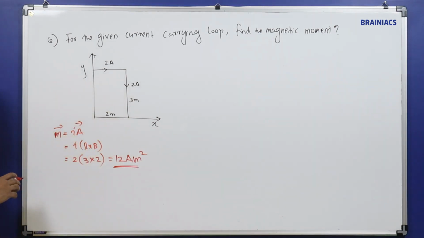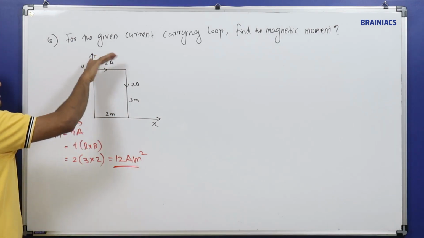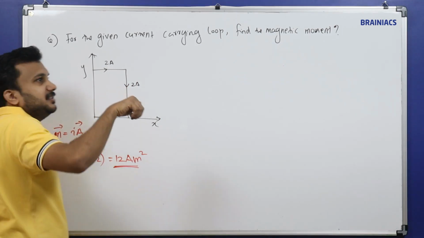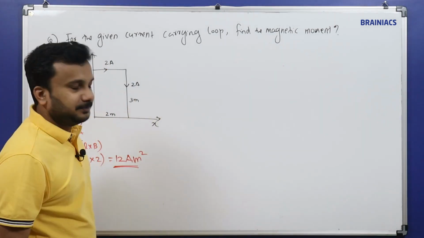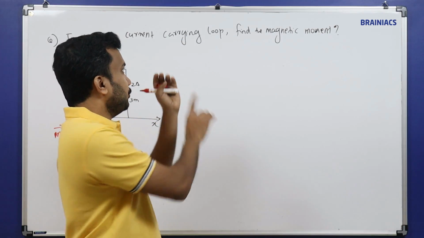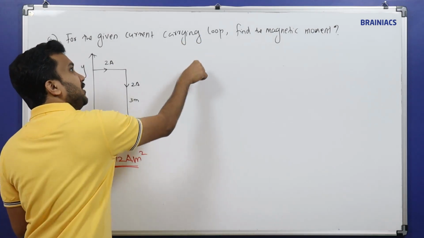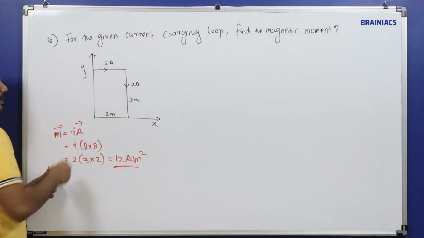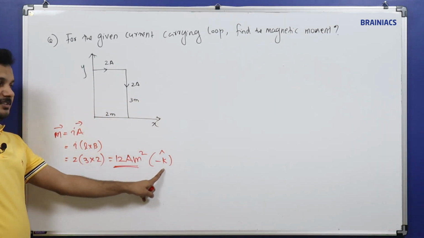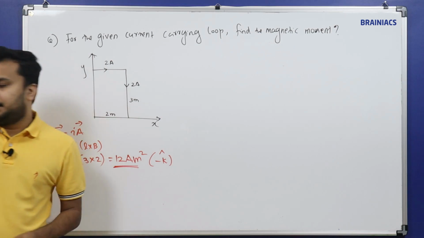I want to specify the direction also. To find the direction, which rule will I use? I will use the right hand curling rule. My current is going in this direction. Where is my thumb? In my case, it is into the board. In your case, it is into your paper. You have to keep your book like this, then rotate. Now you have drawn on your book similar to me, then curl your fingers. You can also see it is into your book. So this is into the board. Board means which direction? Minus k cap direction. This is the direction, this is the magnitude, and this is the unit. So 12 ampere meter square minus k cap.